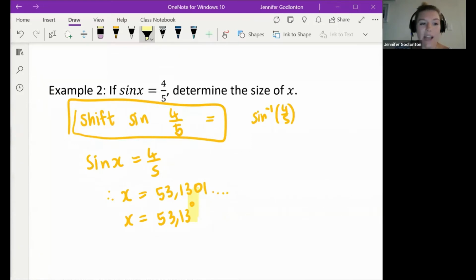If you don't have that degrees, it could be 53.13 goats. Maybe that 13 is like the tail of a goat. We don't know, but you have to say what your units are. If you're dealing in centimeters, it needs to be centimeters. If it's units, it's units. If it's degrees, it's degrees. We need to know.